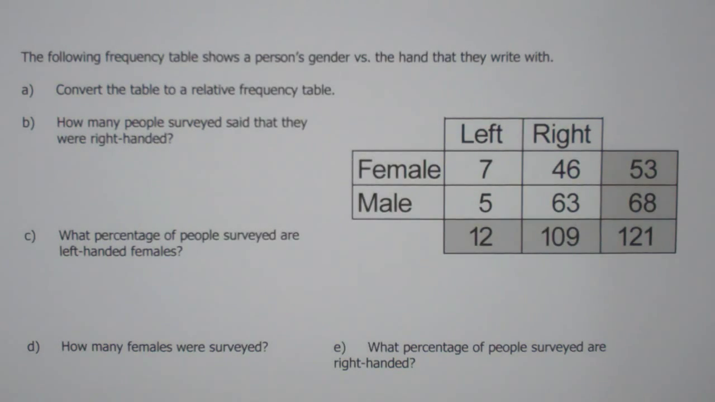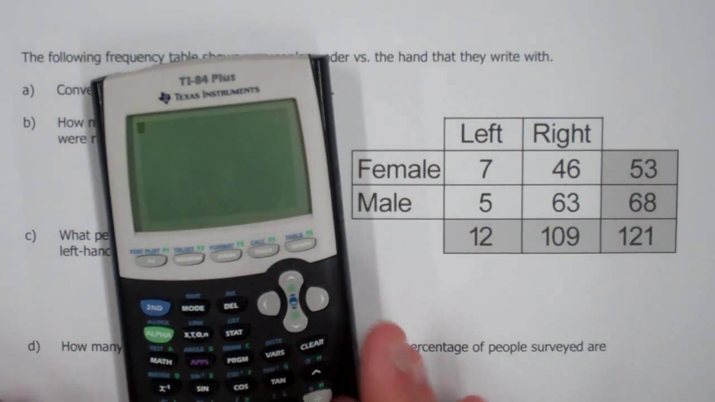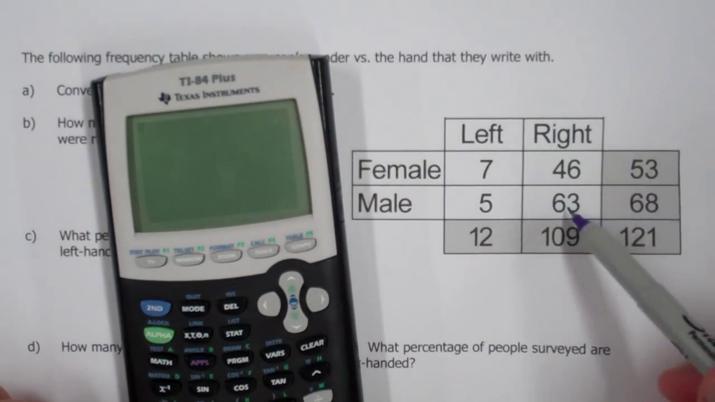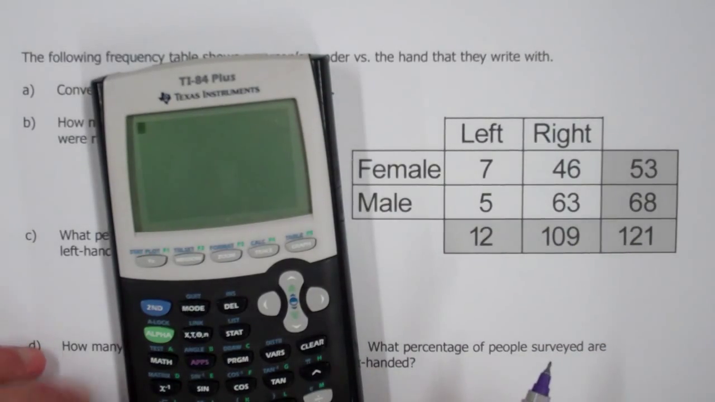In this example, we have a frequency table that shows a person's gender versus the hand they write with. Kind of interesting. Never even thought about it, but here are some numbers for us. We're going to convert the table to a relative frequency table. So to do that, we're just going to use our calculator here, and we're going to take each position and we're going to divide that by the table total here.